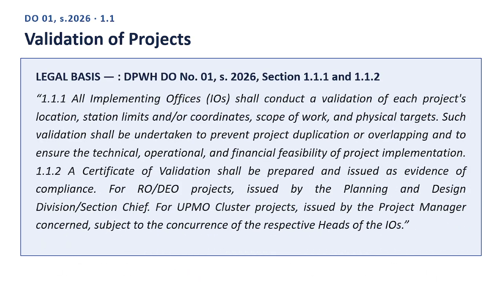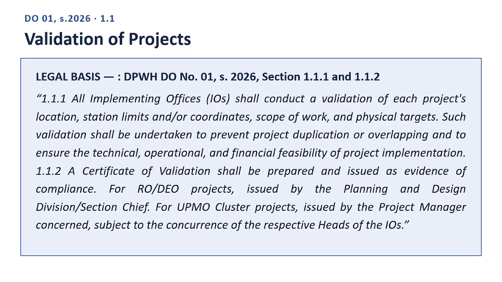Next slide. Validation of projects. Here is the legal basis, quoting directly from DPWH Department Order Number 01, Series 2026, Section 1.1.1 and 1.1.2. Quote. 1.1.1 All implementing officers, IOs, shall conduct a validation of each project's location, station limits and/or coordinates, scope of work, and physical targets. Such validation shall be undertaken to prevent project duplication or overlapping and to ensure the technical, operational, and financial feasibility of project implementation.